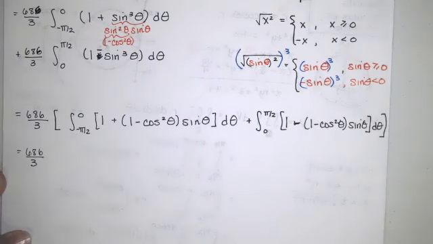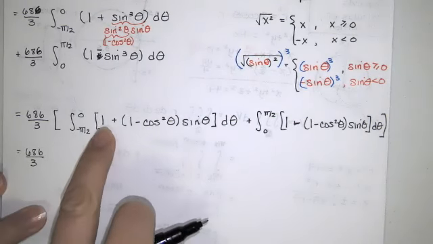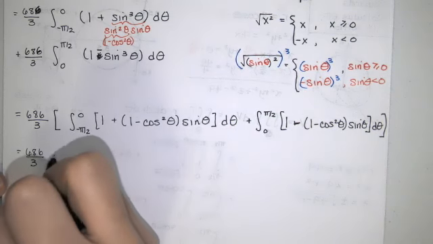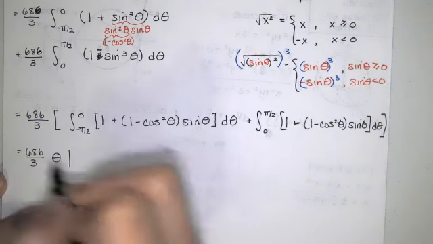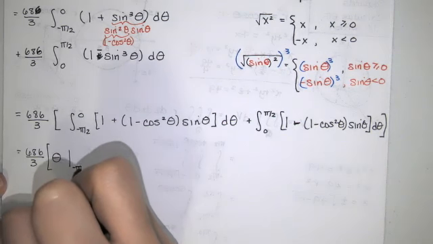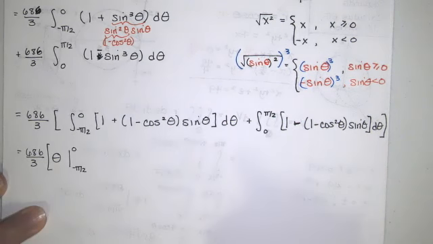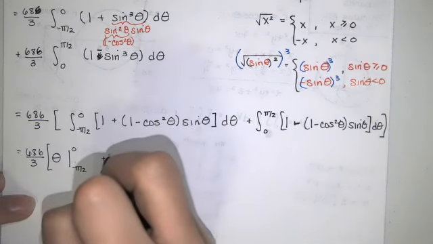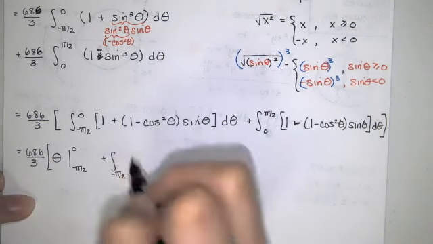Let's do the easy part first. The antiderivative of 1 with respect to theta is just theta, and then we're going to evaluate that from -pi/2 to 0. And then the rest of this, we need a u substitution. So I'll just write it in as an integral for right now, and we'll do the u sub for this.